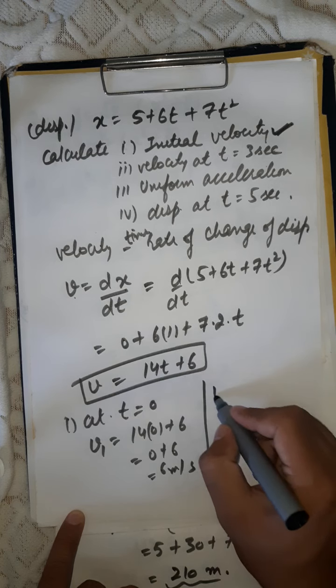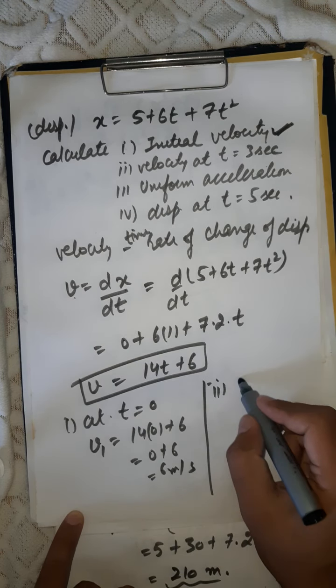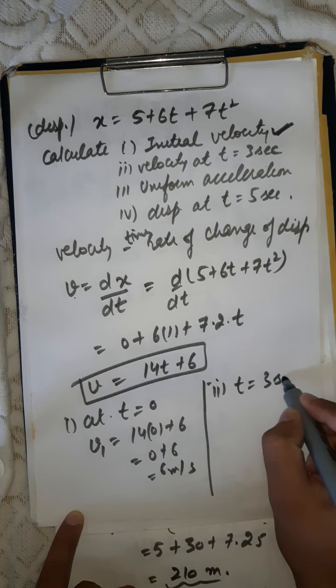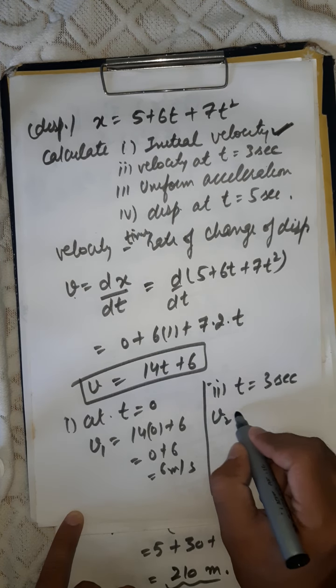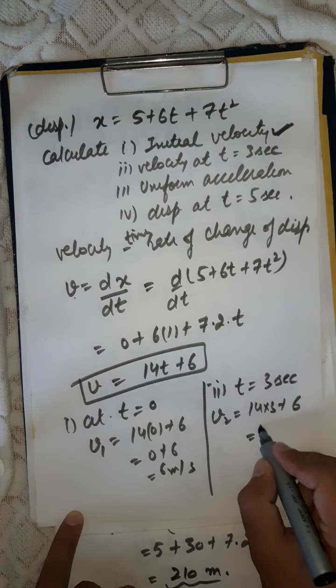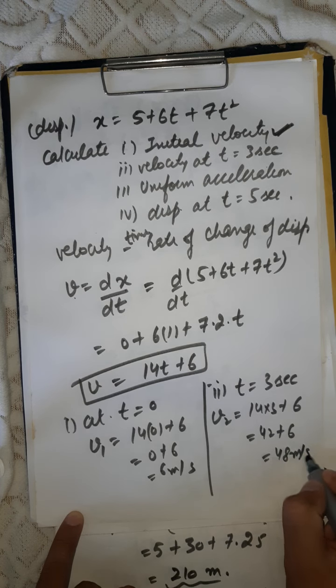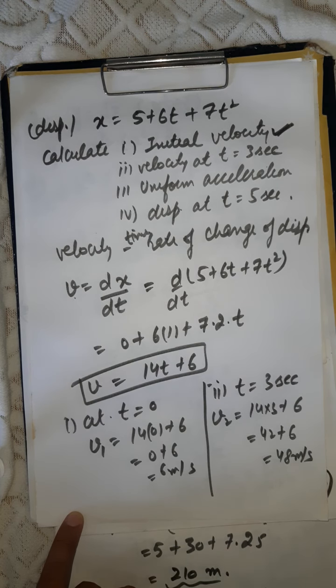Second question, velocity at t is equal to 3 seconds. At t is equal to 3 seconds, just put the value here. So v2 you can say 14 into 3 plus 6. 14 into 3 is 42, plus 6, 48 meter per second. So this is the velocity at t is equal to 3 seconds.